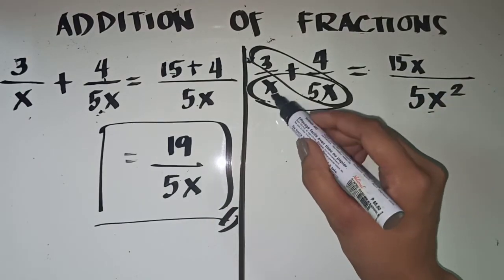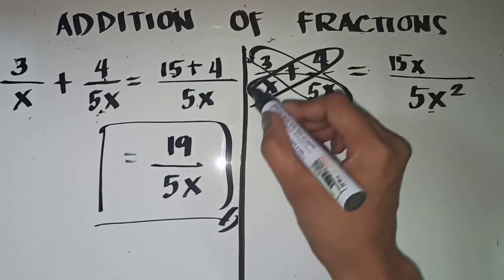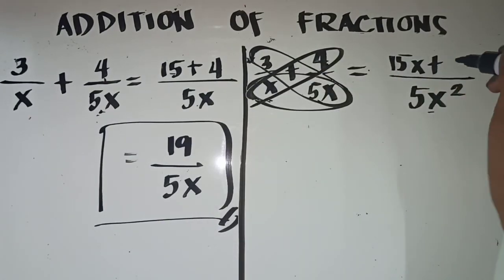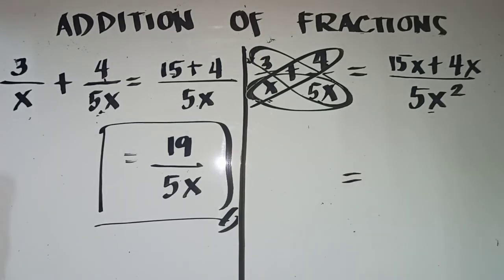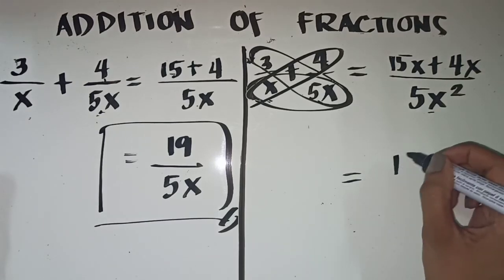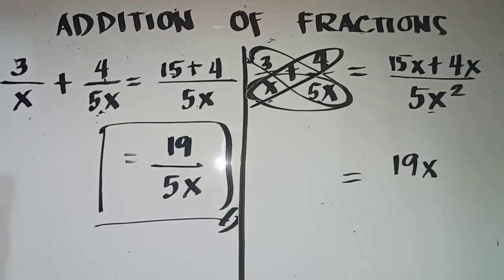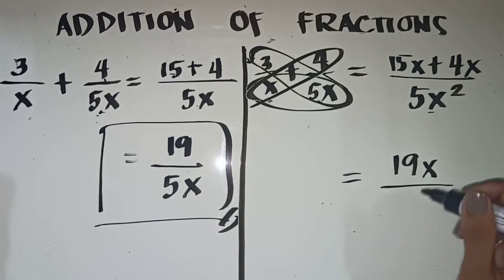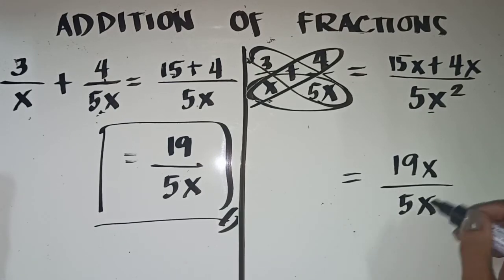Okay, so next, x multiplied by 4 is, copy the operation, 4x. Okay, so in numerator, we have 15x plus 4x. So, 15x plus 4x is equal to 19x over, copy the denominator which is 5x squared. So, in 19x over 5x squared, meron akong pwedeng i-cancel.